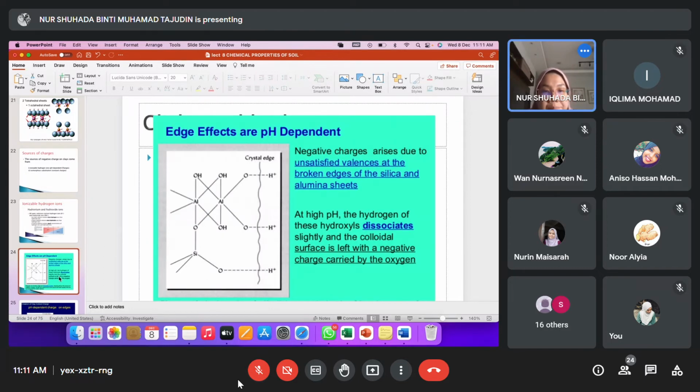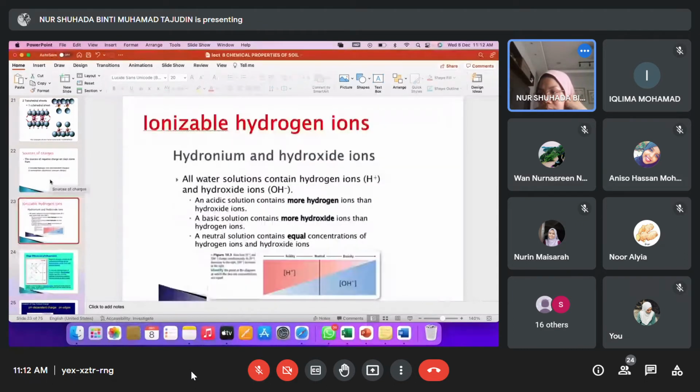Okay. So however, it depends on the pH. If the pH is acidic, the H plus is more. H plus will sit at the negative charge. Okay, as I mentioned before, it's like a magnet. So any questions other than that? I mean, do you understand for the others? Okay, I assume you understand.